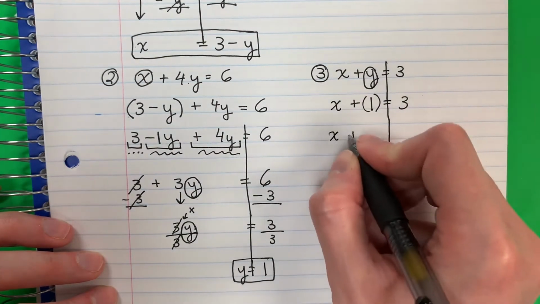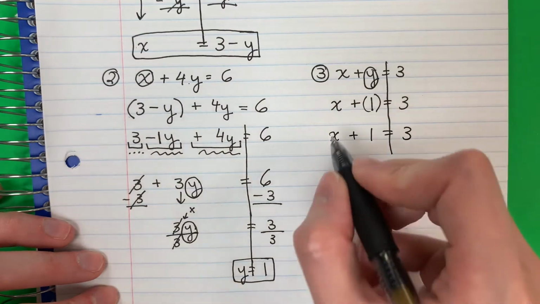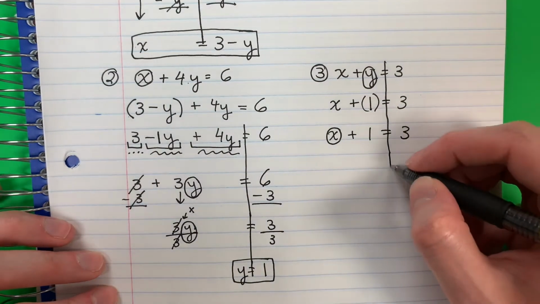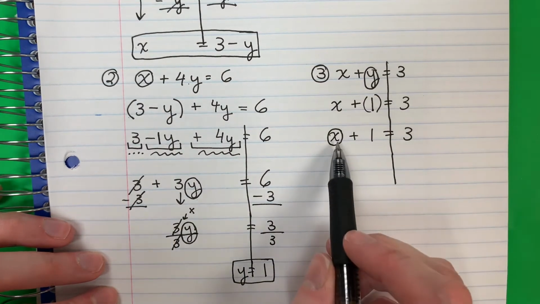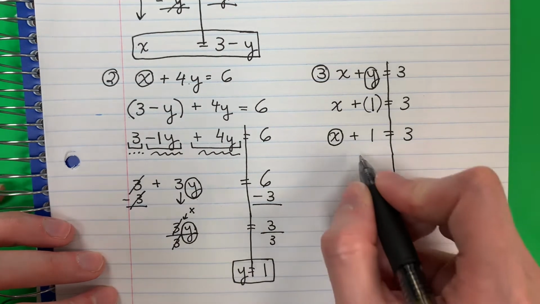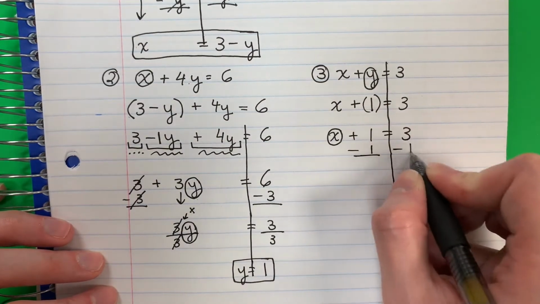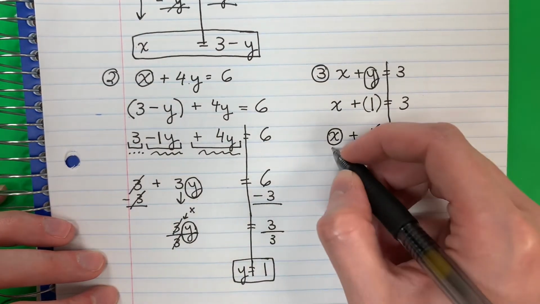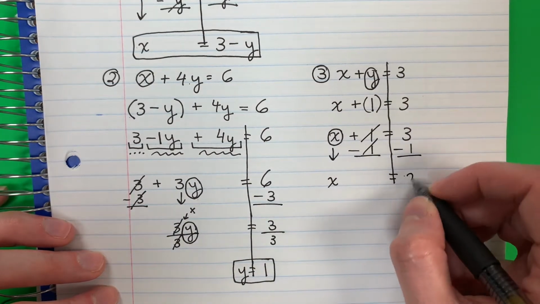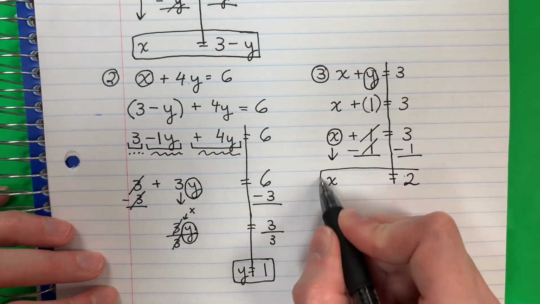So x plus 1 equals 3. I want the x alone. Quiero el x solo. Okay, what is with x? ¿Qué está con x? Plus 1, más 1. The opposite is minus. So, minus 1, copy, minus 1, cancel, copy. X equals 3 minus 1 is 2. 3 menos 1 is 2.